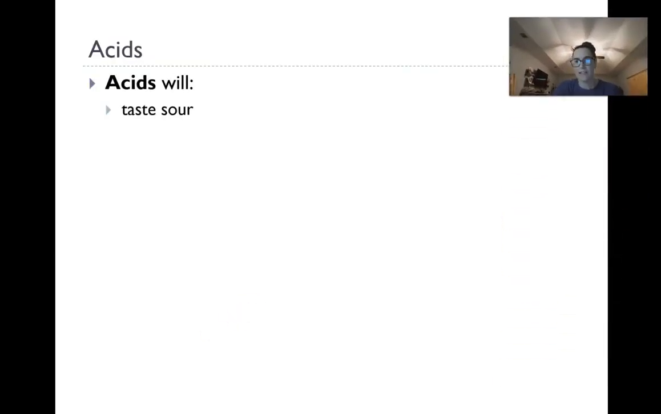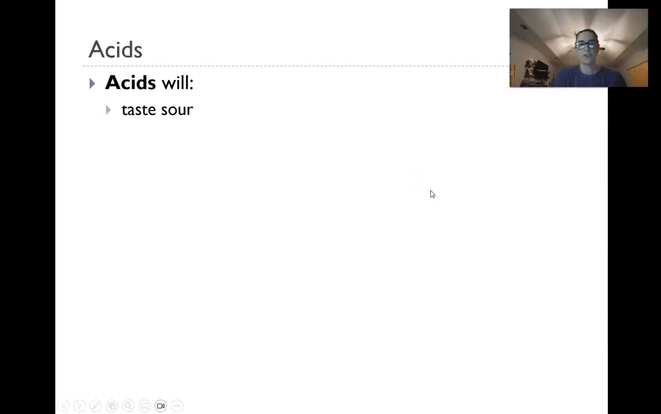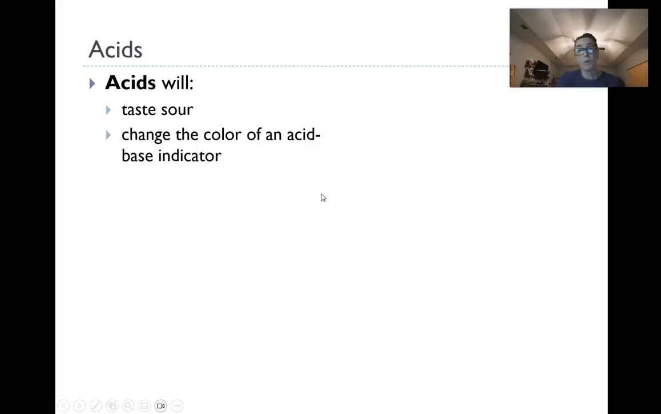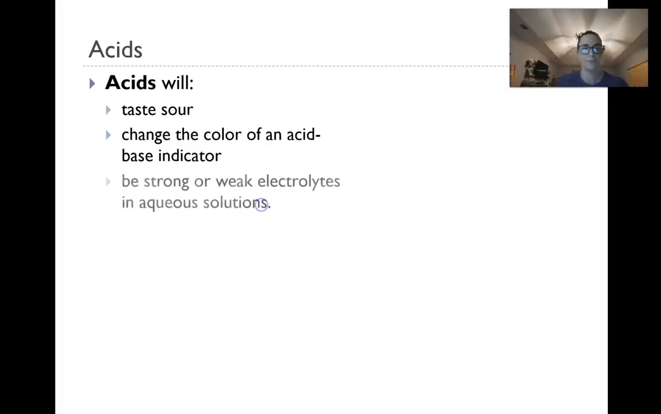So we're going to start with acids, and we're going to be giving a little bit of characteristics about them. So acids will taste sour. They will change the color of an acid-base indicator. So you can have, for example, a pH strip. If you put a pH strip in a solution and it turns colors, normally if it turns red, that indicates an acid, and if it turns blue, that indicates a base. So there are also liquid acid-base indicators that can change color depending on the pH of a solution. So acids are going to usually turn this indicator red.